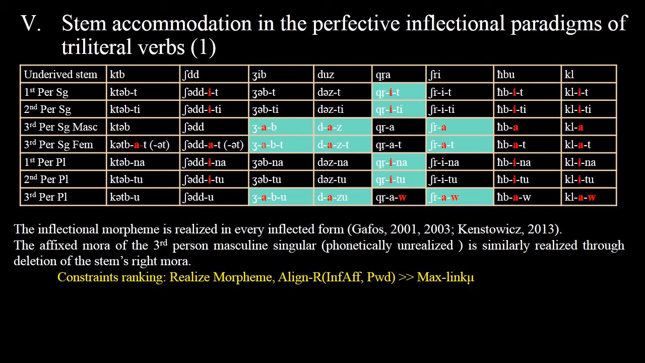Stem accommodation in the perfective inflection paradigms of triliteral verbs. The affix inflectional morpheme is a single mora, phonetically realized as one consonant, a CV syllable, or an unsettled syllable. The affixed material is right-aligned with the prosodic word. The morpheme is suffixed to the right word mora of the stem. The inflectional morpheme is realized in every inflected form, and the affix mora of the third person masculine singular, which happens to be phonetically unrealized, is similarly realized through the deletion of the stem's right mora.